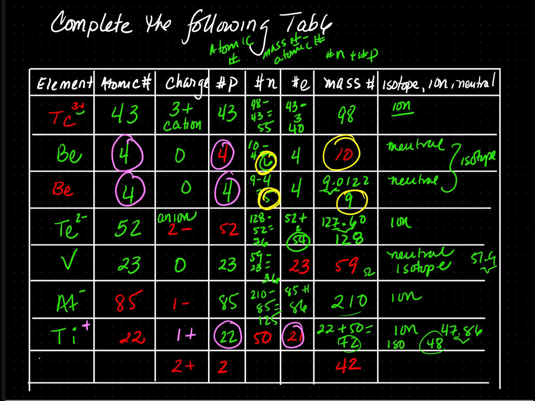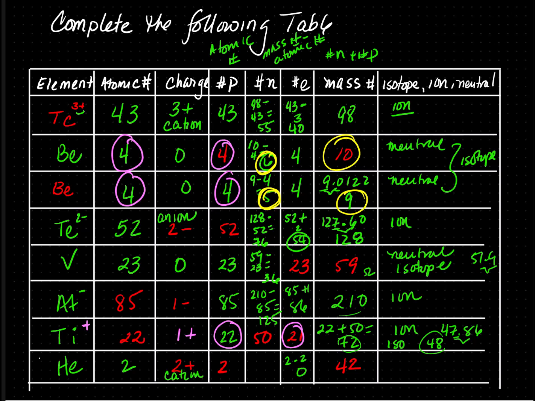This one has 2 protons, so that means my atomic number is also 2. 2 on the periodic table is helium, which has a +2 charge, so we know this is an ion. Since it's a 2+ charge, we got rid of electrons, so that's going to be the number of protons minus the charge. So this is equal to 0. It has no electrons. This is a cation.